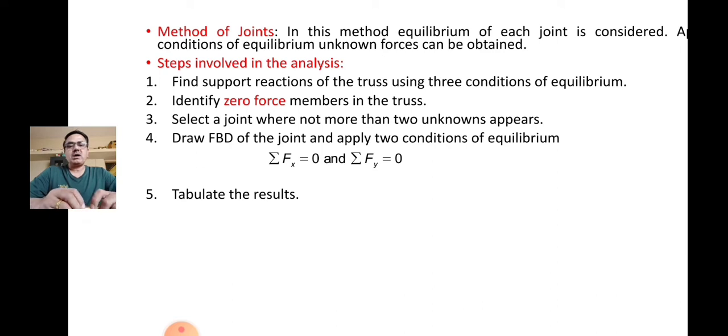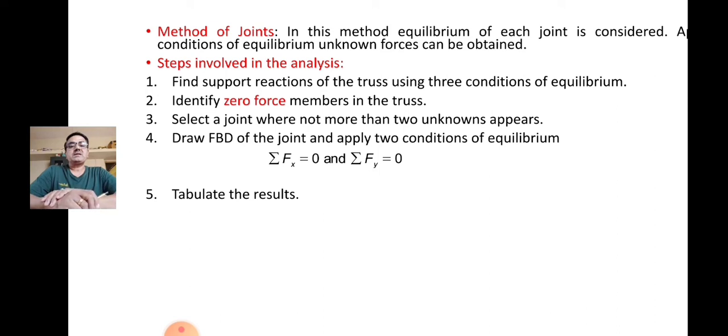So here you have to apply all the three conditions to the given truss and find all the support reactions. Then in the second step, you should identify zero force members. See, if you are in a position to identify zero force members, then definitely it will reduce your work. If not, you can analyze the truss, but in that case you will be wasting your time. So it is always good to identify zero force member or zero force members in the truss using the two conditions which we have just discussed.